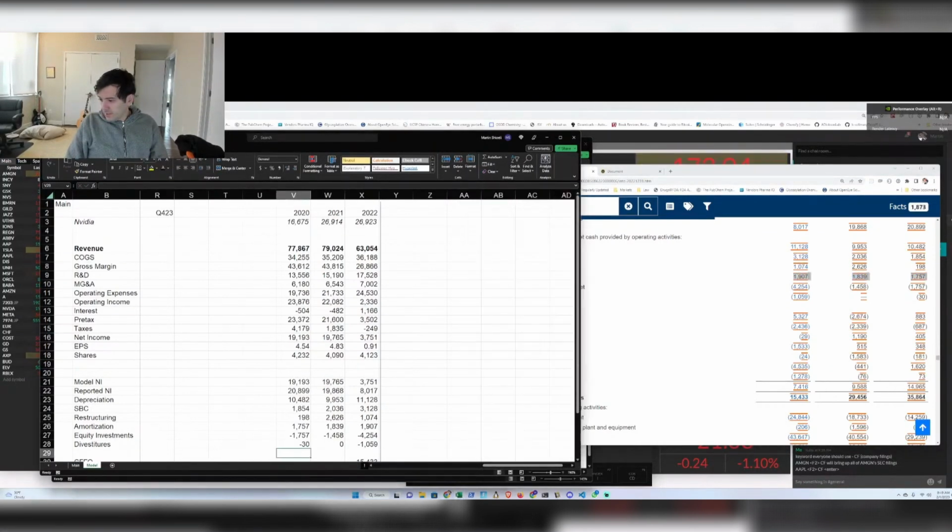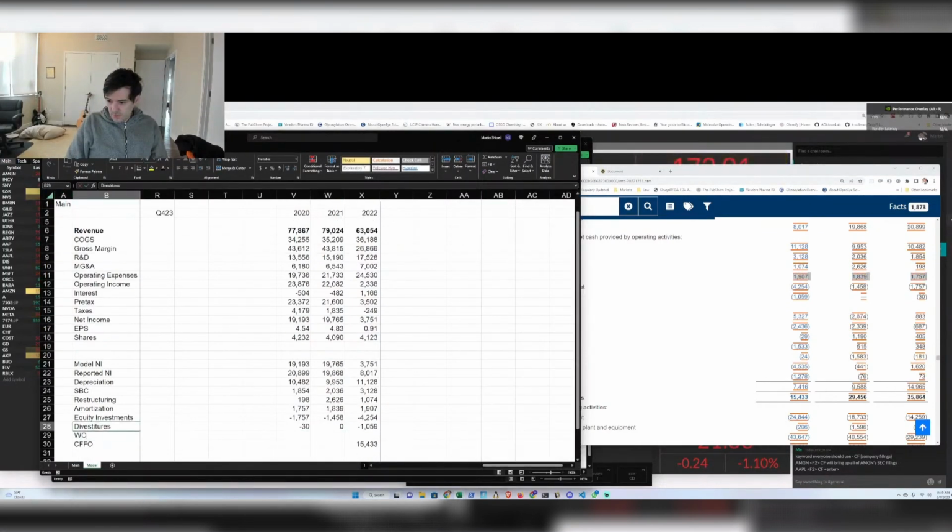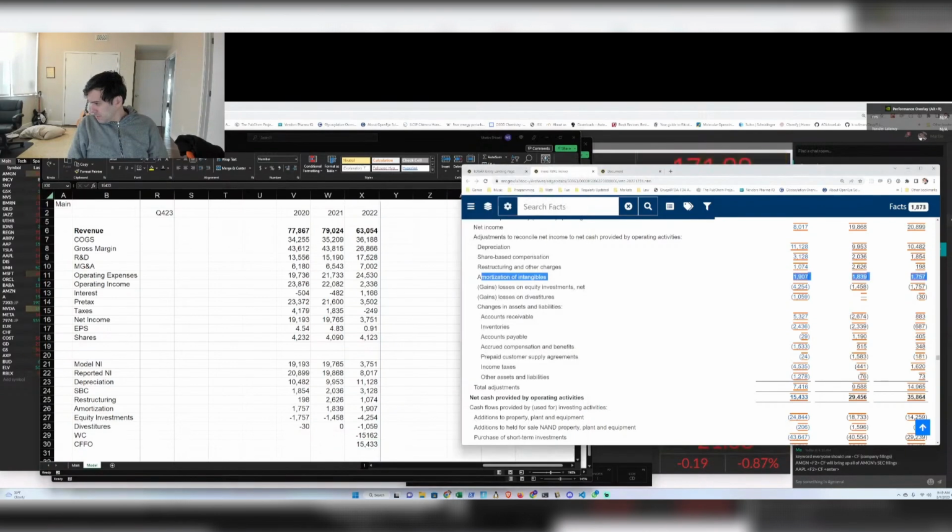All right, and finally, working capital changes. So if you add all these up, they equal cash flow from operations, or probably better said, this is how you get cash flow from operations. Let's see if it sums up. Didn't work. Let's see why. Might have messed something up.